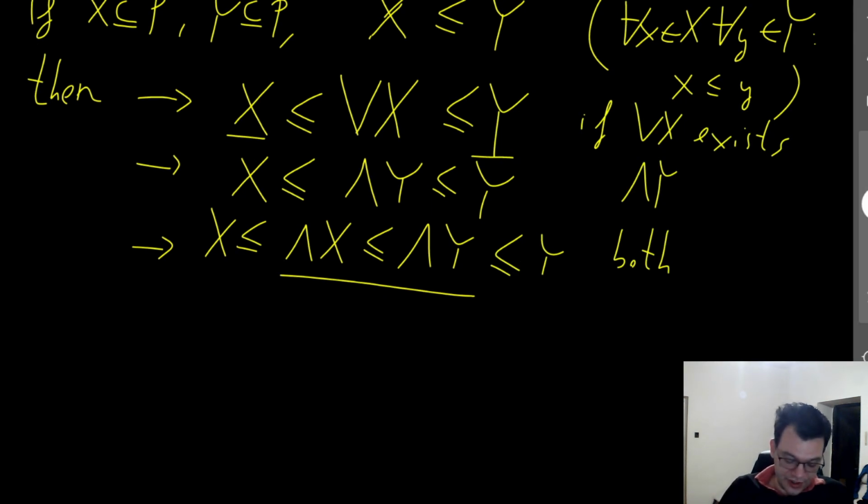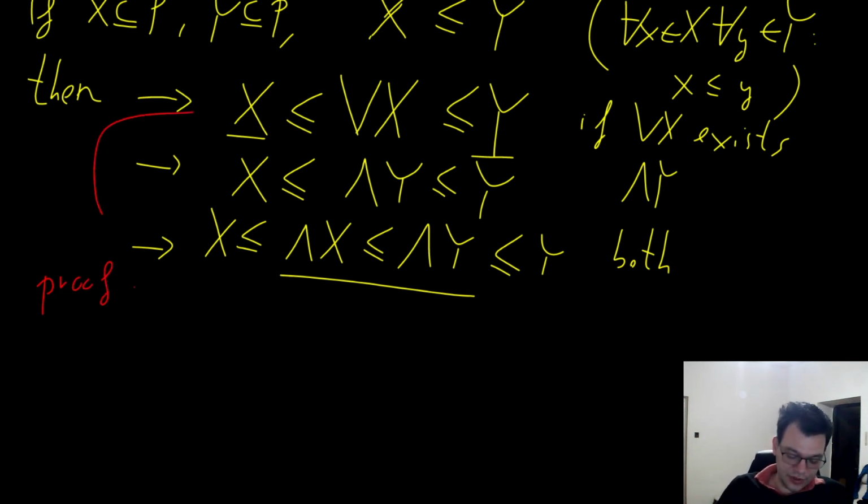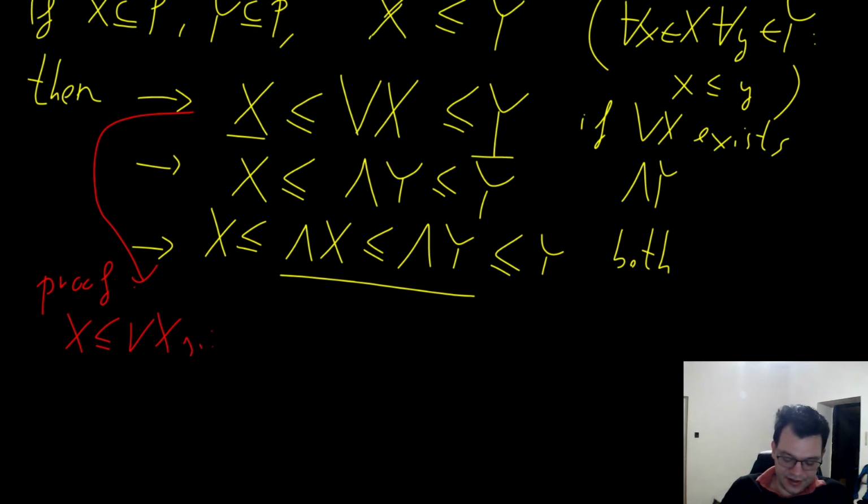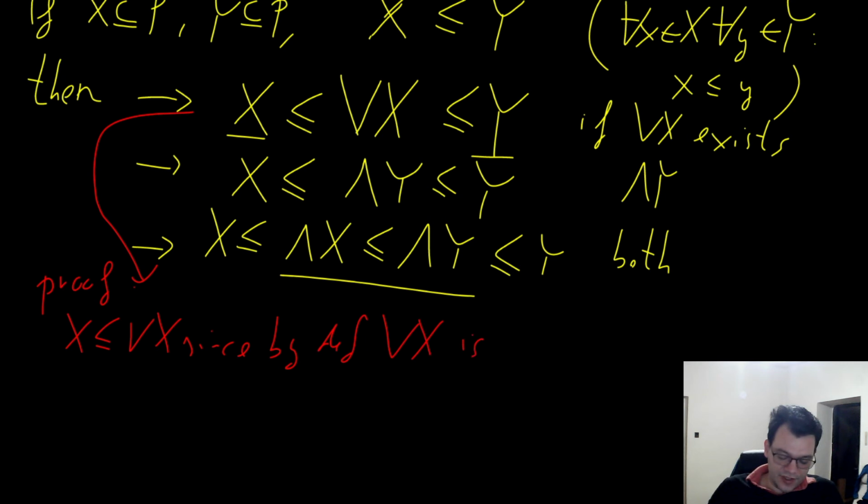So let's just prove this. Let's start with this, and let's assume that the supremum of X exists. Of course X is smaller than the supremum of X, since the supremum of X is the least upper bound of X, which means that this is an upper bound of X. So the supremum of X is always an upper bound of X.